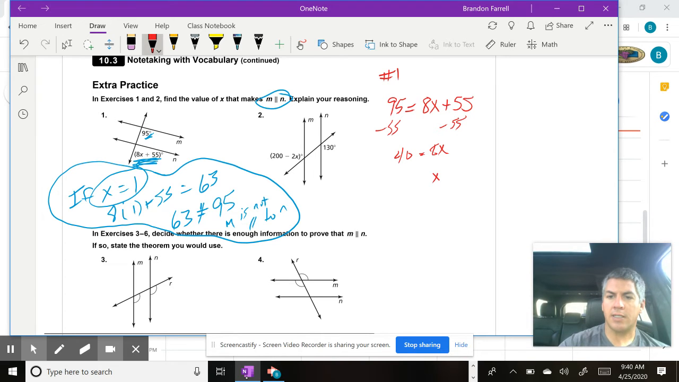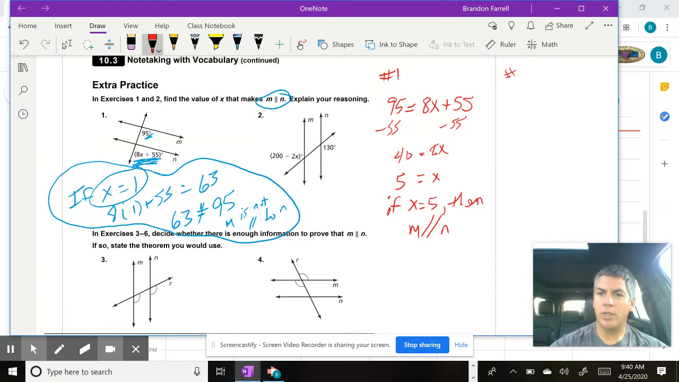8x. X is equal to 5. If X is equal to 5 in number 1, then M is parallel to N. Okay, so that's exactly what we're doing.